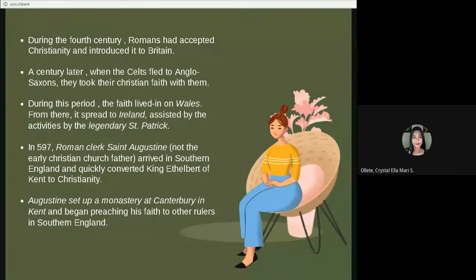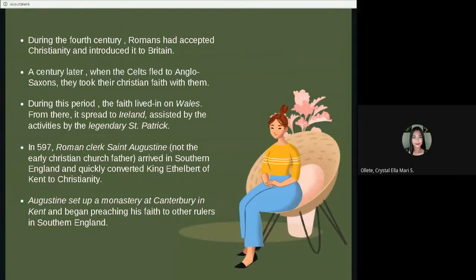During that period, the faith lived on in Wales. From there, it spread to Ireland, assisted by the activities of the legendary Saint Patrick. Okay. So the missionary work continued as St. Patrick played an important role in converting the native Irish to Christianity.